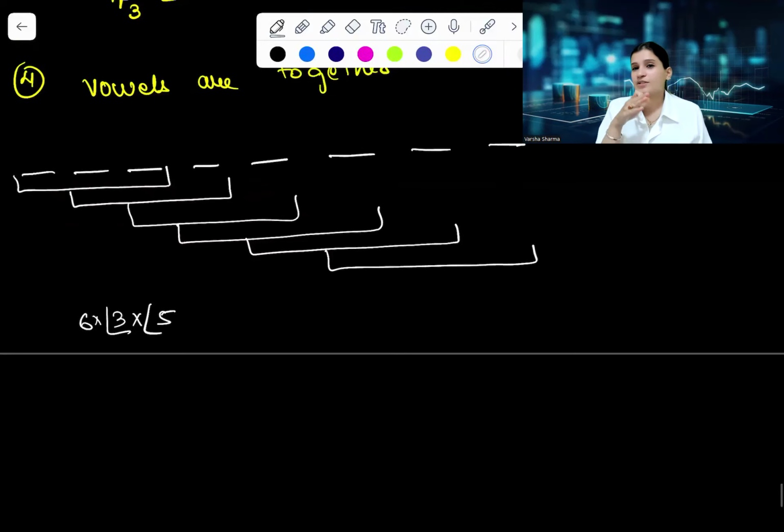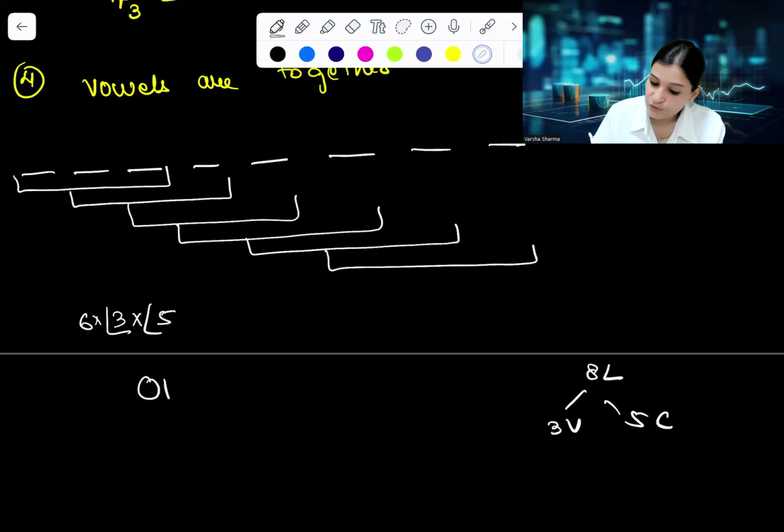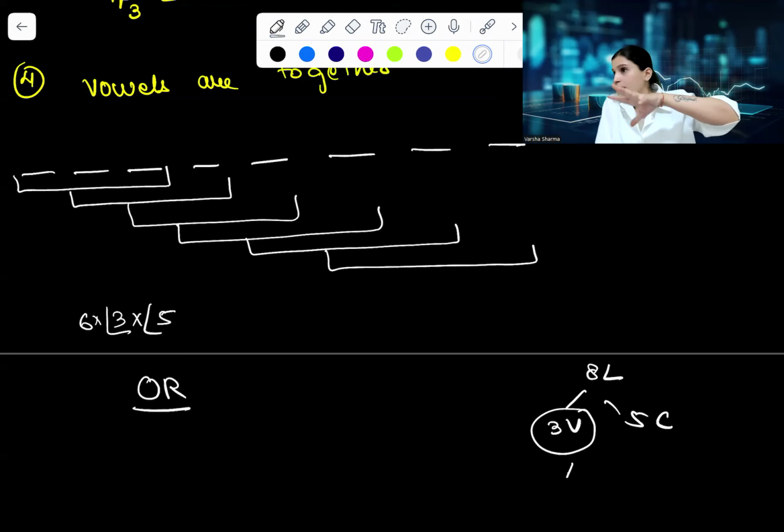But every single time it's not possible to do this. So what's the other way? There are 8 letters, 3 vowels, and 5 consonants. What do we want? Vowels together. So rather than treating the vowels as different individuals, let us think of them as a couple, as a bundle. Whoever we want together, we will treat them as a bundle. So the 3 vowel bundle and the consonants: 5 individual consonants and 1 bundle. Total 6 people. How can 6 people be arranged?